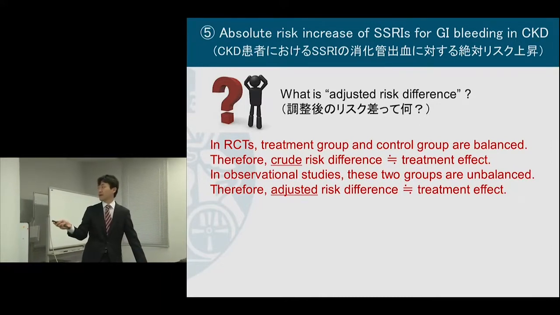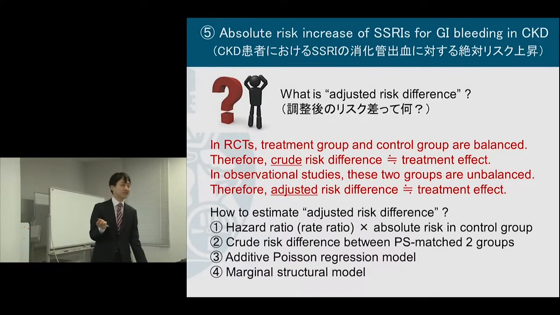So confounding adjustment is needed to estimate the treatment effect. This was very new to me. And I consulted statisticians, and he suggested 4 or 5 options.